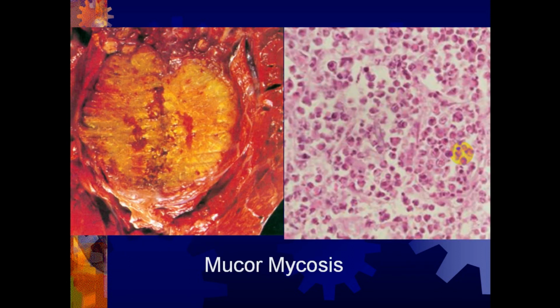Okay, other cases of fungal infection in chicken, for example, can be mucormycosis. Mucormycosis is a very rare case. It also causes large granulomas in the visceral organs of chicken.